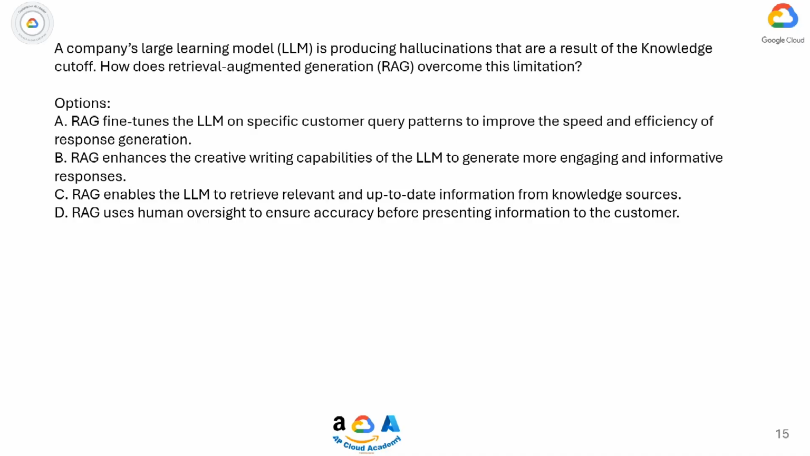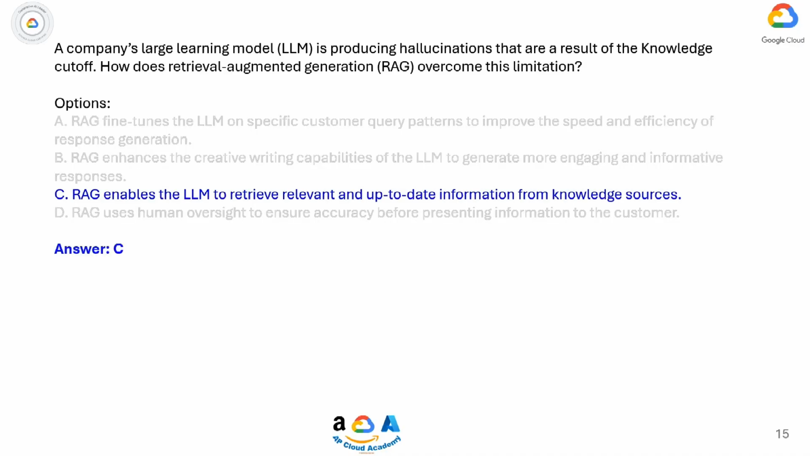D. RAG uses human oversight to ensure accuracy before presenting information to the customer. Answer, C. RAG enables the LLM to retrieve relevant and up-to-date information from knowledge sources.